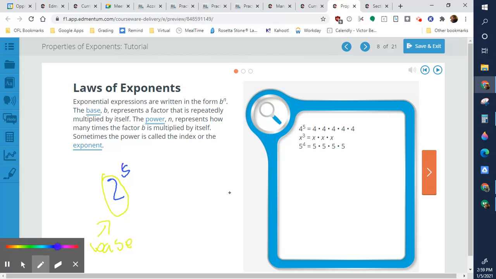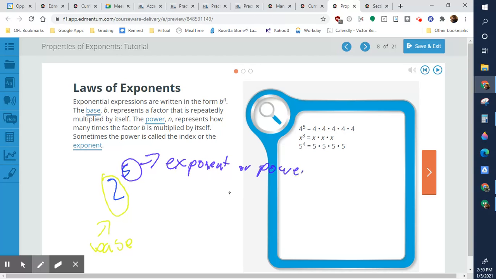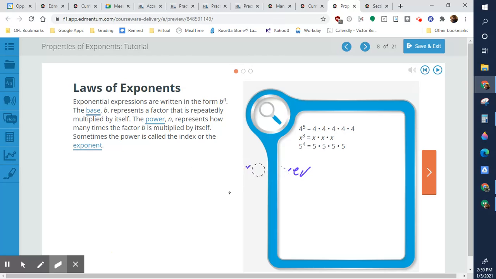The 5 is known as our exponent or power. So either one of these works. The key point is remembering what a base is. That'll be helpful, especially once we start getting into logarithms. But for right now, just remember what a base is and what the power is.